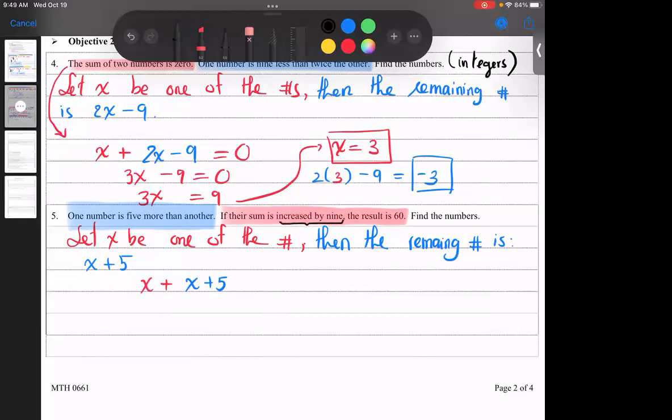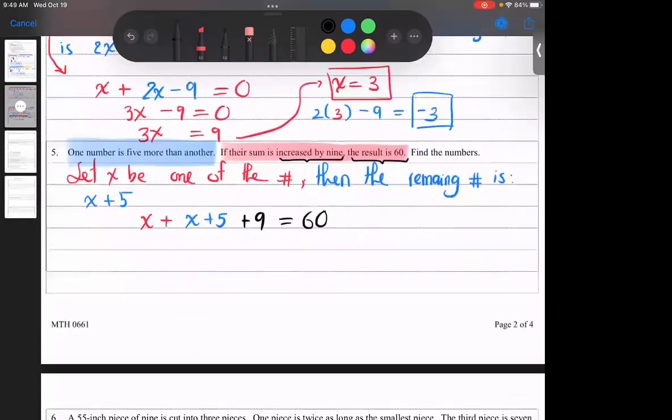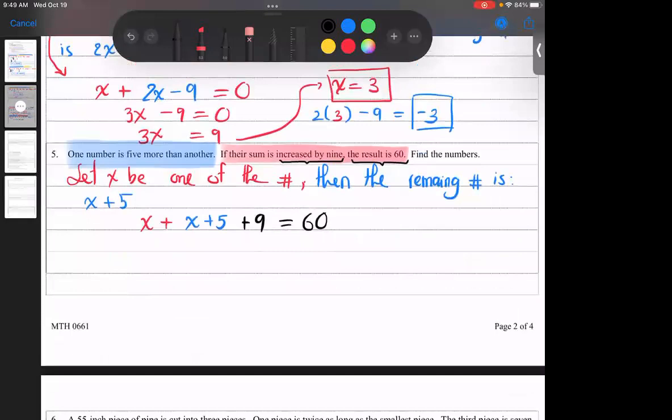Plus 9, very good. Plus 9. The result is 60. Yeah, equals 60. Can you not write 5 plus 5x? Why 5 plus? Where does the 5 come from? No, x plus 5x. No, no. 5 more than means x plus 5. If it's 5 times, then you use times.